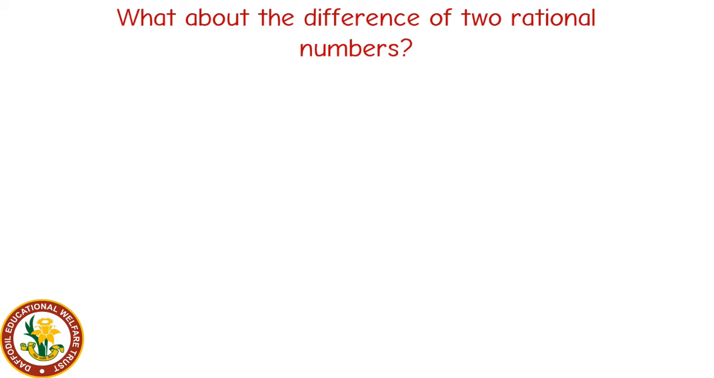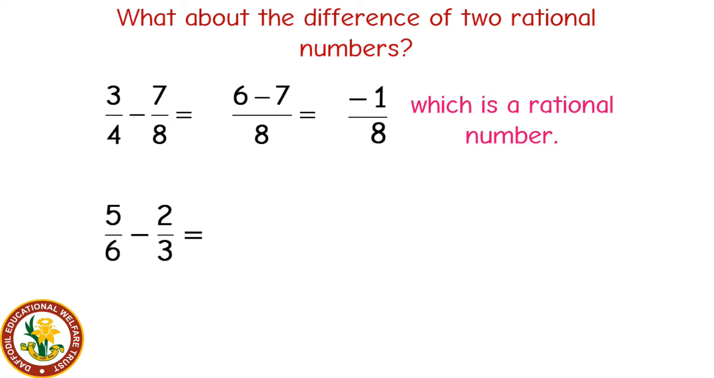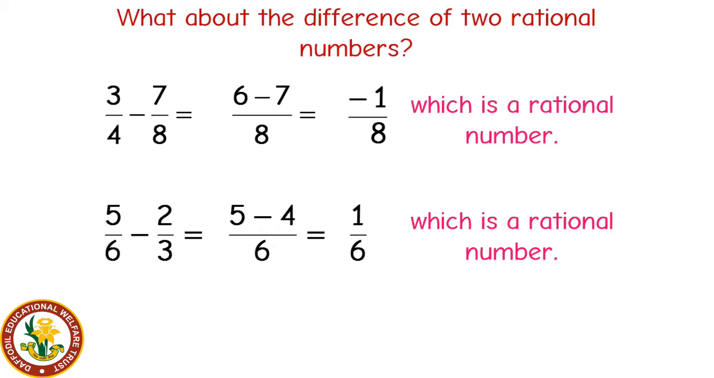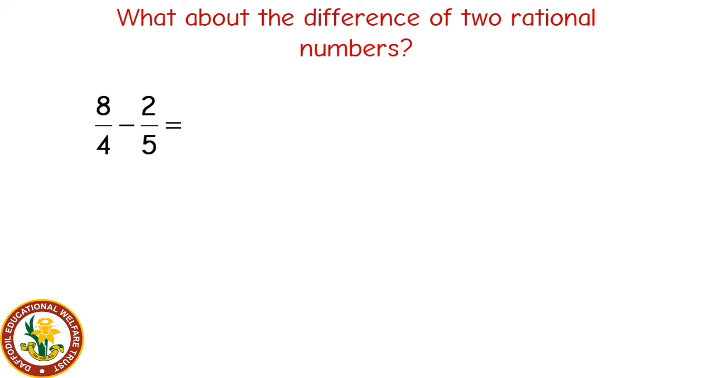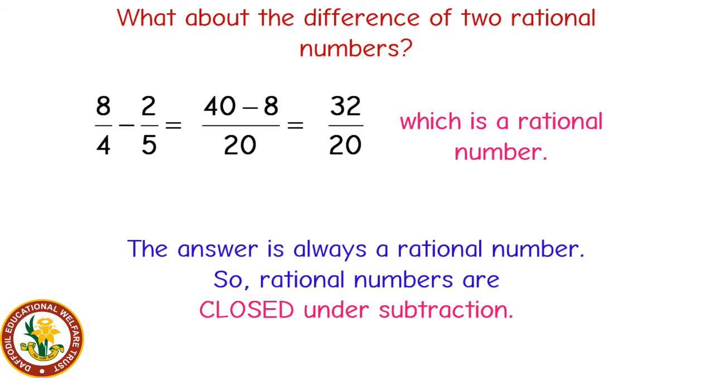What about the difference of two rational numbers? 3 upon 4 minus 7 upon 8 is equal to 6 minus 7 upon 8, which is equal to minus 1 upon 8, which is a rational number. 5 upon 6 minus 2 upon 3 is equal to 5 minus 4 upon 6, which is equal to 1 upon 6, which is a rational number. 8 upon 4 minus 2 upon 5 is equal to 40 minus 8 upon 20, which is equal to 32 upon 20, which is a rational number. The answer is always a rational number, so rational numbers are closed under subtraction.